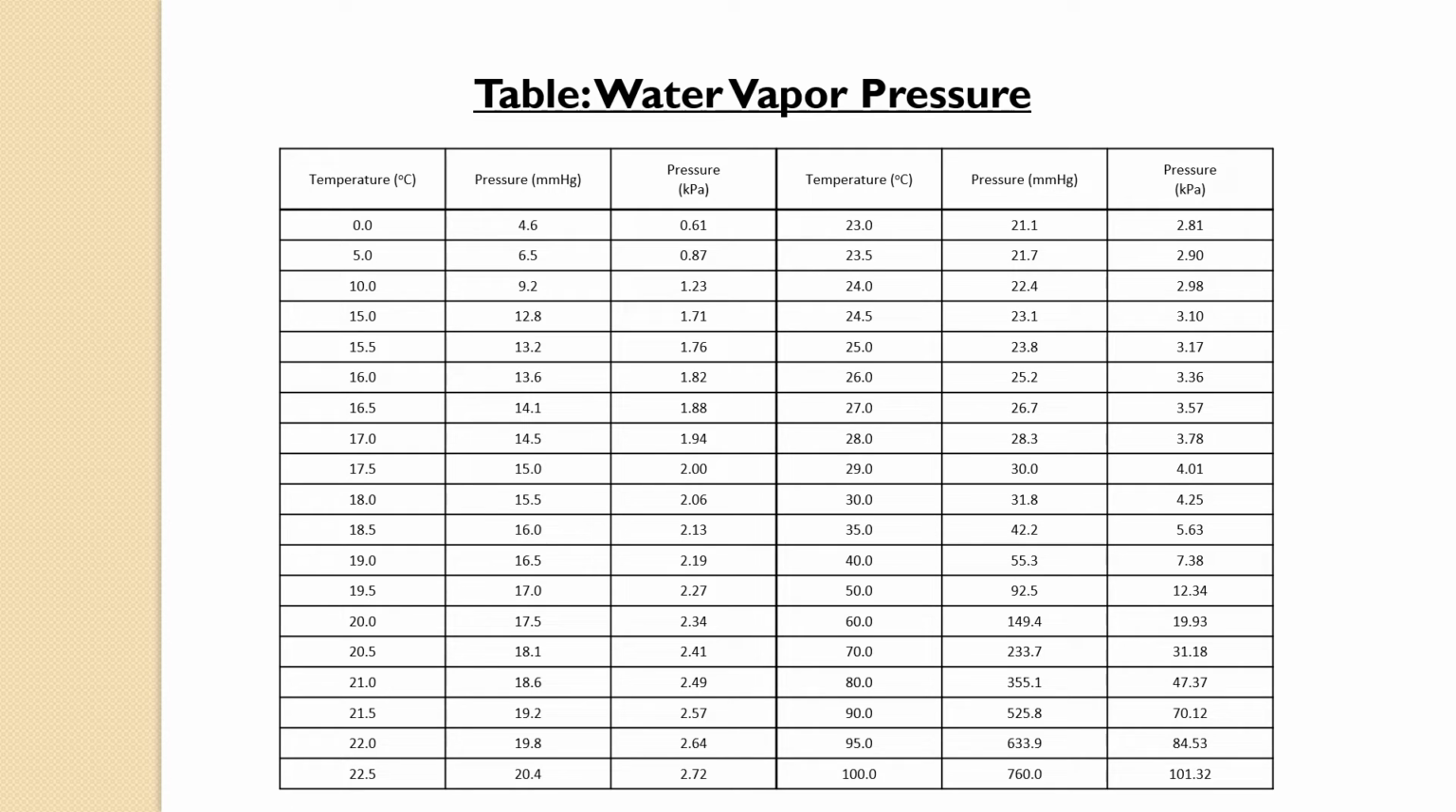So this table represents the water vapor at various pressures. Notice that your temperature is in degrees Celsius. You have two types of pressure. Your pressure can either be in mmHg, which is millimeters of mercury, or kilopascal. You have to pay attention to your unit to make sure that everything is set up accordingly.